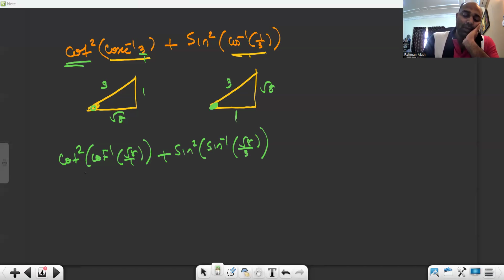You will see, cot and cot cancel. So root 8 square. Why square? There is a square. Sine and sine inverse cancel. Root 8 by 3 whole square.